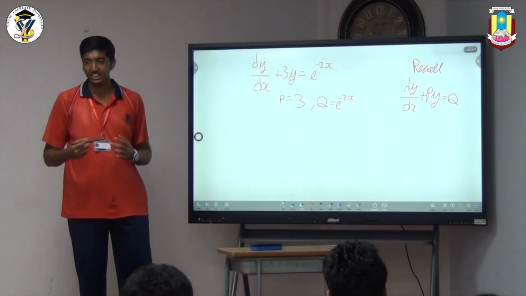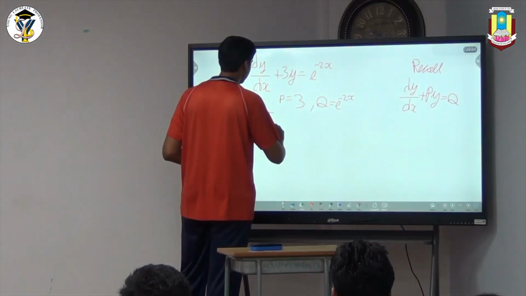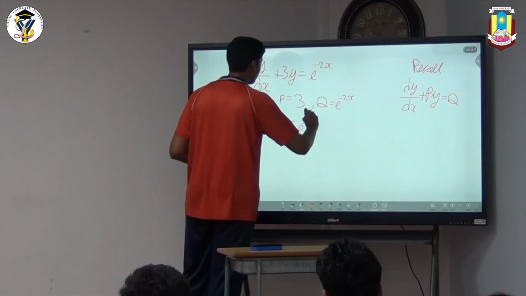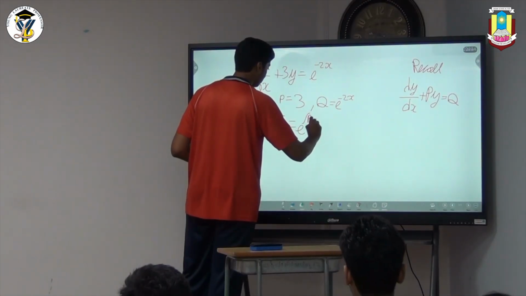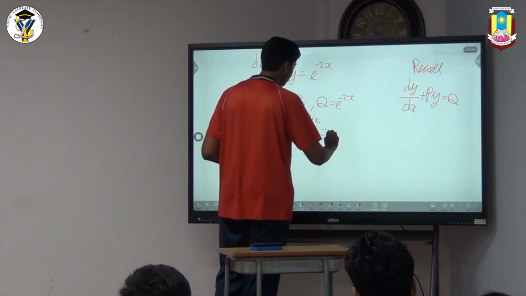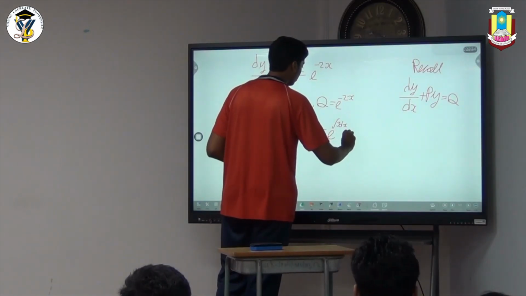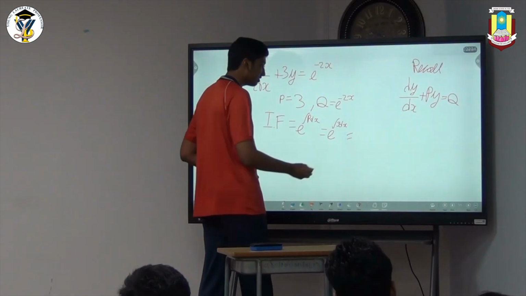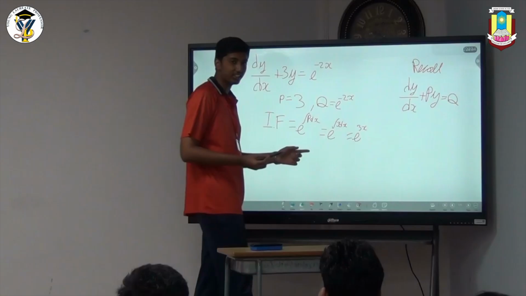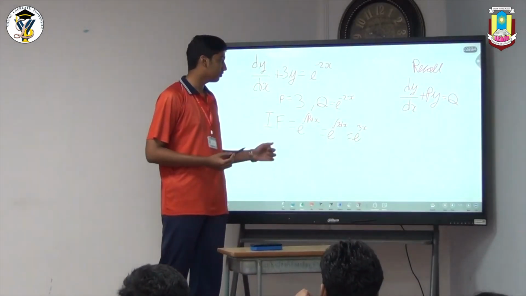Now we have to find the integrating factor. The integrating factor is given by e raised to integral p dx, and we have p is equal to 3. And we get the result as e raised to 3x. It is to be noted that in the integral of p dx, we do not consider the constant of integration.